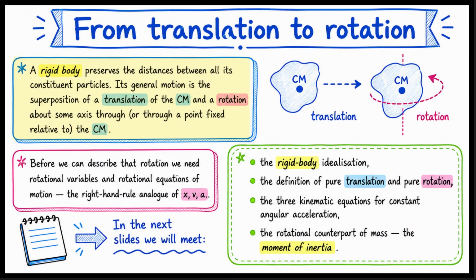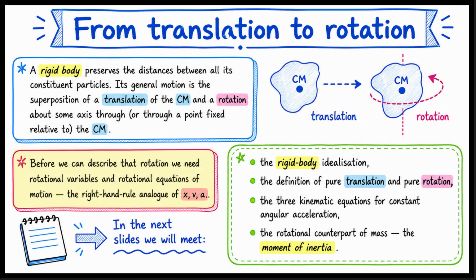A rigid body preserves the distances between all its constituent particles. Its general motion is the superposition of two simpler pieces, a translation of the center of mass and a rotation about some axis through, or through a point fixed relative to, the center of mass.